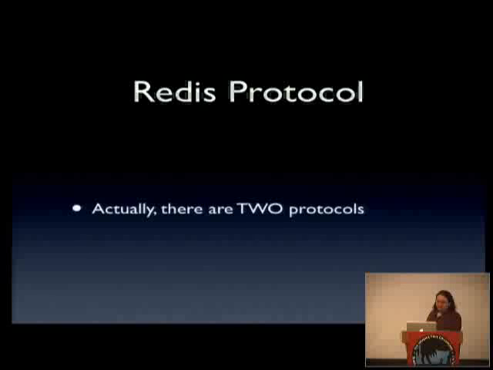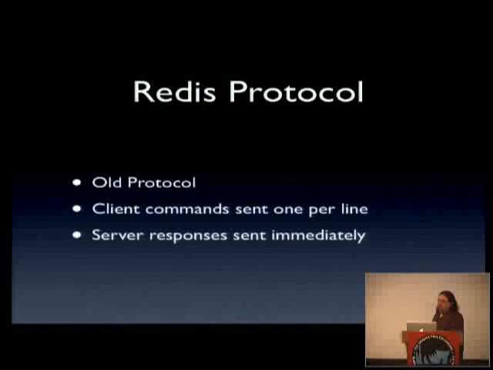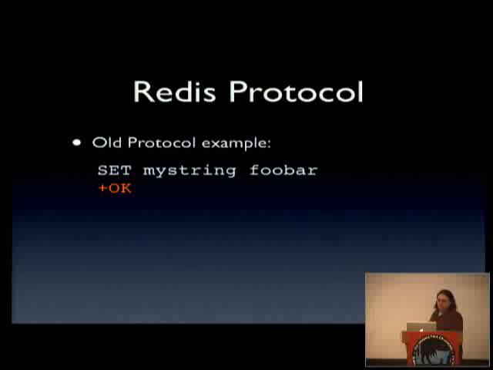Actually, there are two protocols. There's an old protocol which was developed for the first versions of Redis, which is very simple and straightforward and made sense for what Redis did at the time, which was basically to store strings and lists and didn't really do anything else. You simply send commands one per line, you terminate with a CRLF, and you get a response back from the server. Here's an example of what an old protocol might look like.